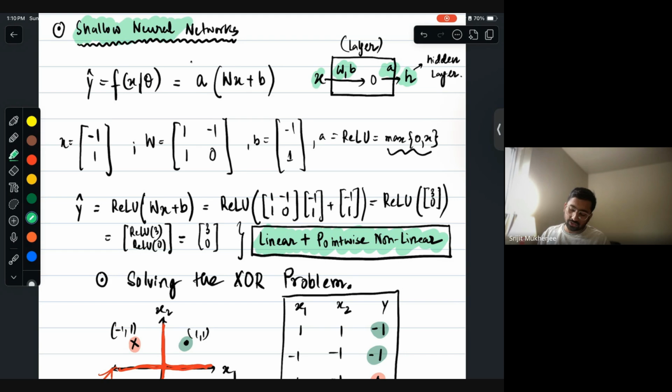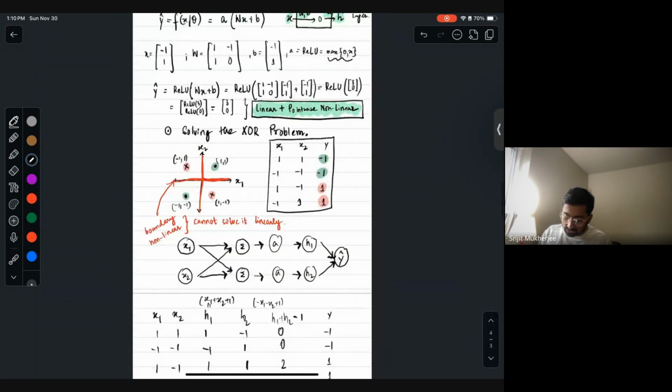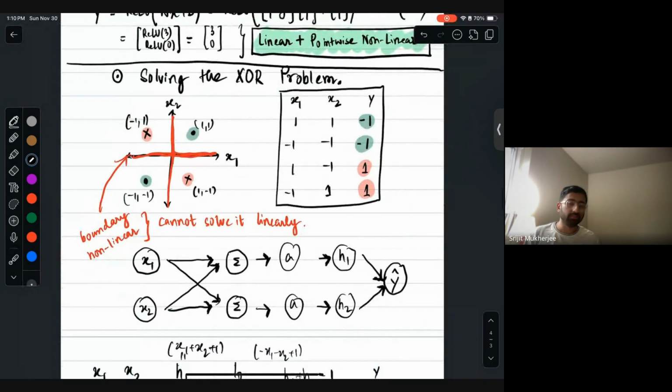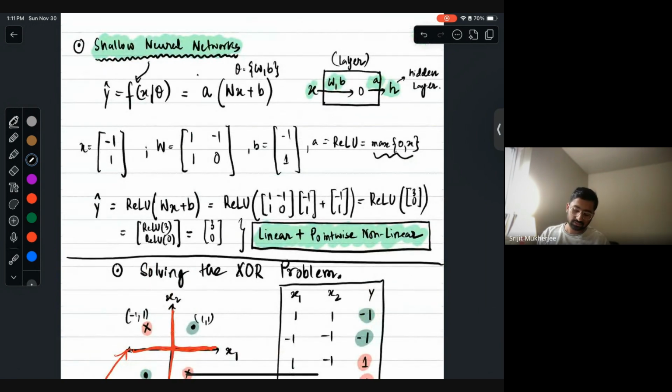Did you understand the definition of a shallow neural network? Yes. So theta is equal to W comma b, the parameters. Now let's try to solve this XOR problem. Again, I was talking about this problem that there are 4 points. You can see the boundary is non-linear, so we cannot solve it linearly, right? So the question is, if we cannot solve it linearly, how do we solve it? Of course, non-linearly. And we will show that using this simple shallow neural network, we can solve this.